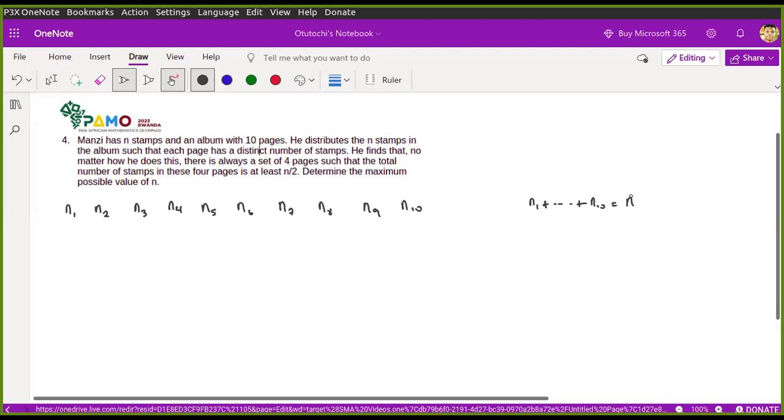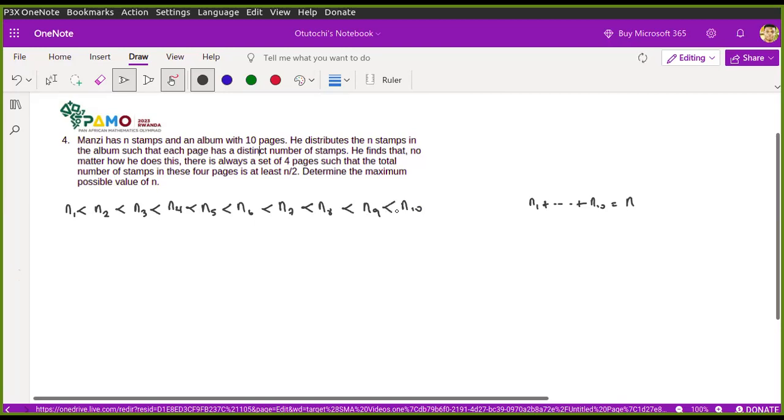So for that we can now set a particular order that will actually be beneficial to us. So we can assume, without loss of generality, that n1 < n2, n2 < n3, n3 < n4, n4 < n5, n5 < n6, n6 < n7, n7 < n8, n8 < n9, and n9 < n10.